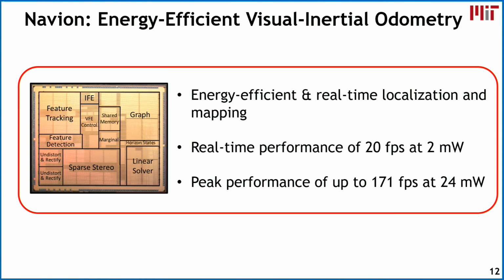So in today's talk, I'm going to discuss our work, Navion, which is an energy-efficient visual-inertial odometry accelerator. The main function of this is that it achieves energy-efficient, real-time localization and mapping. So for real-time performance of 20 frames per second, it can perform that at 2 milliwatts. And then if we look at peak performance, where we can go all the way up to 171 frames per second, we're consuming an average of 24 milliwatts.